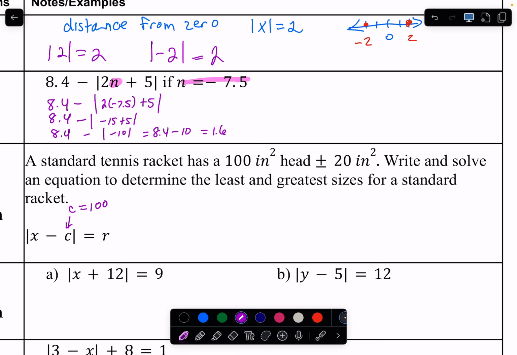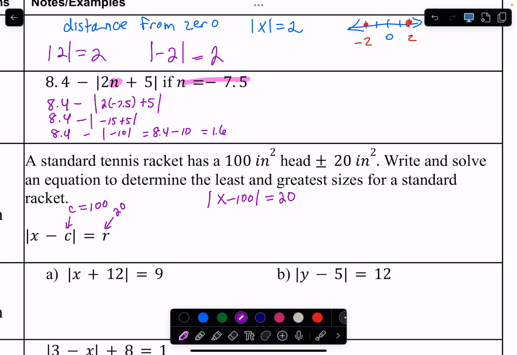Okay? And the R is your error. How much wiggle room do you have? And so just put 20, not plus or minus 20. We'll show you how that comes into play in a minute. So now let's take that and rewrite that absolute value equation. So we get the absolute value of x minus 100 equals 20.